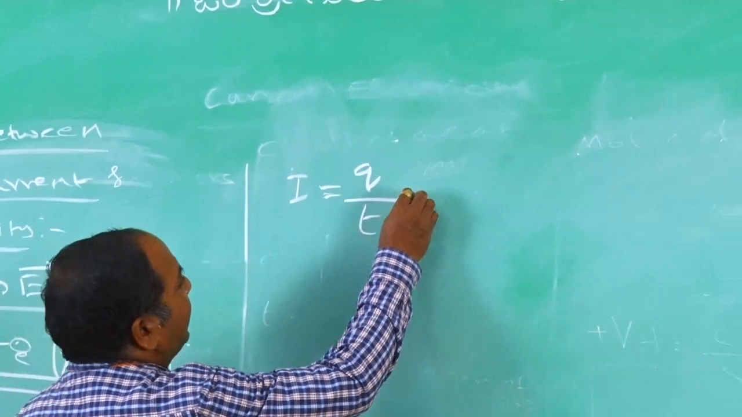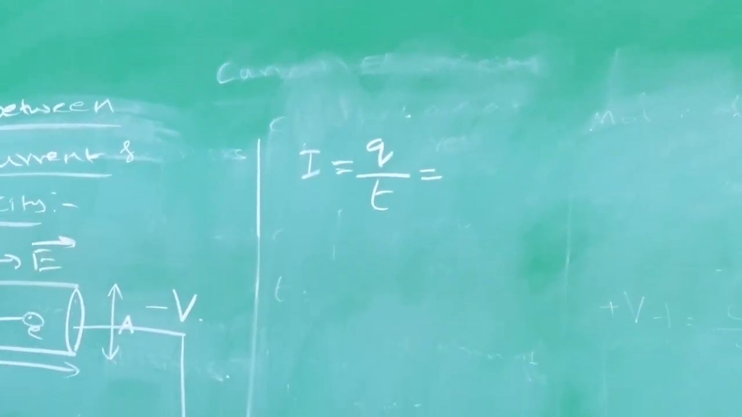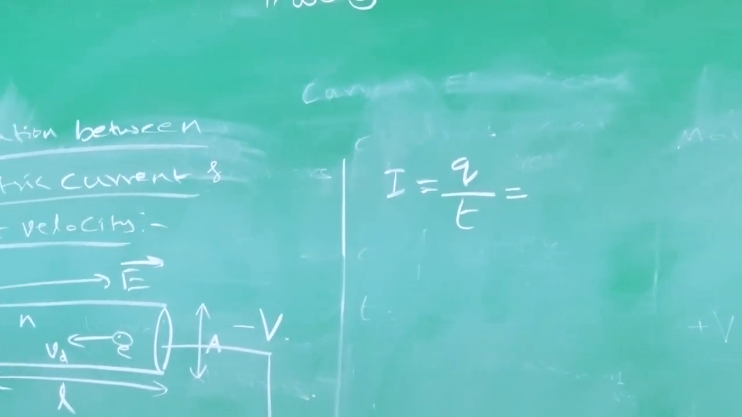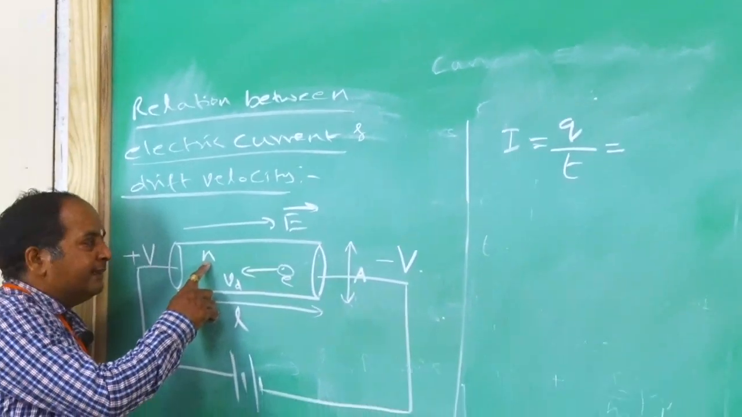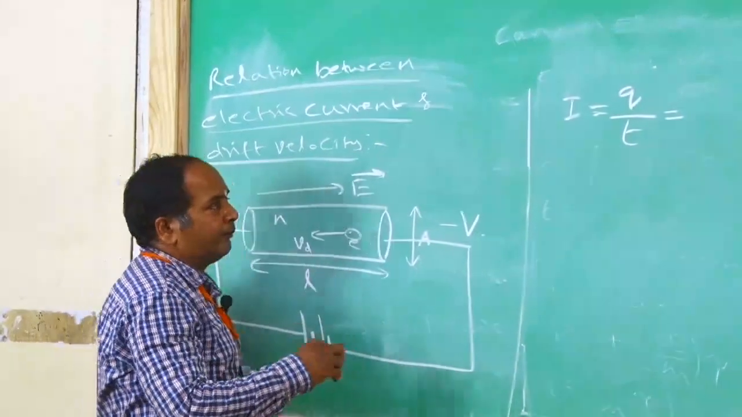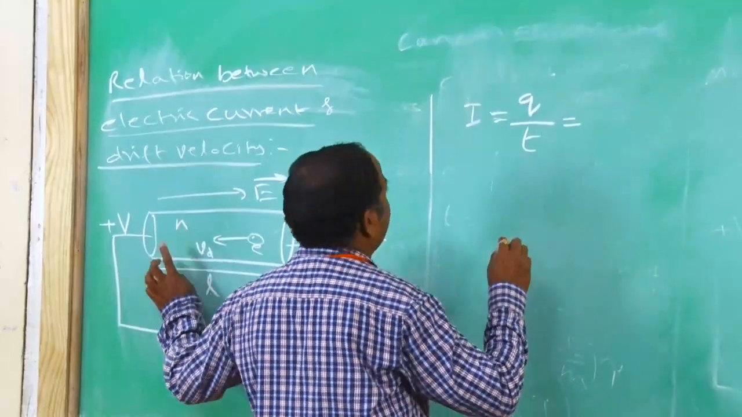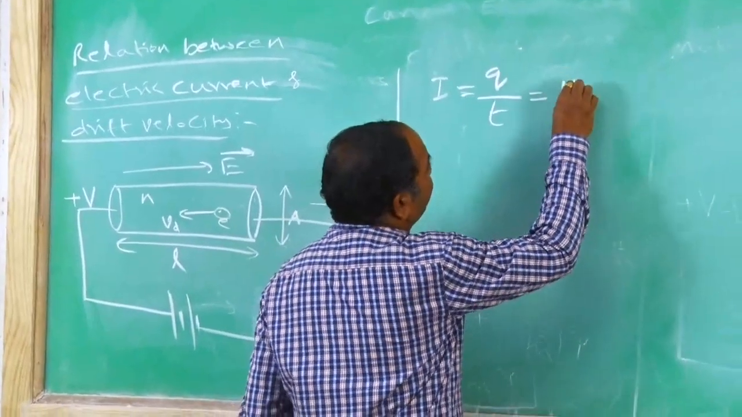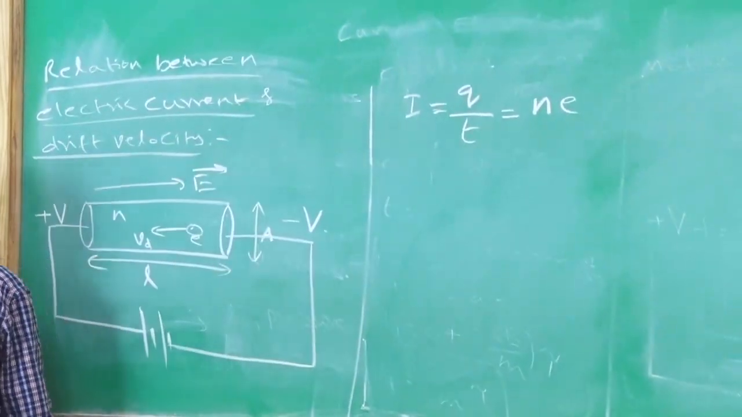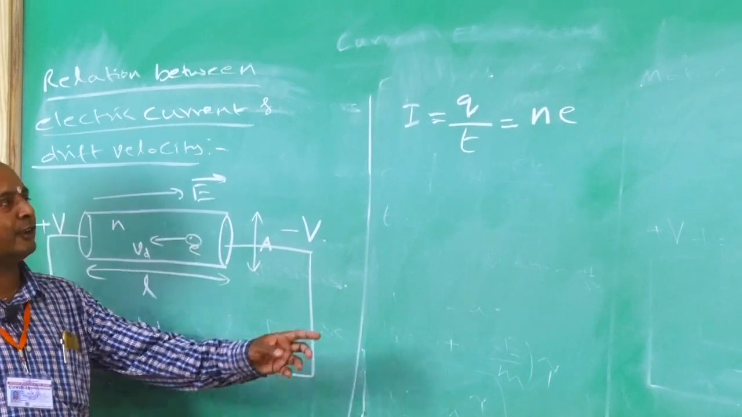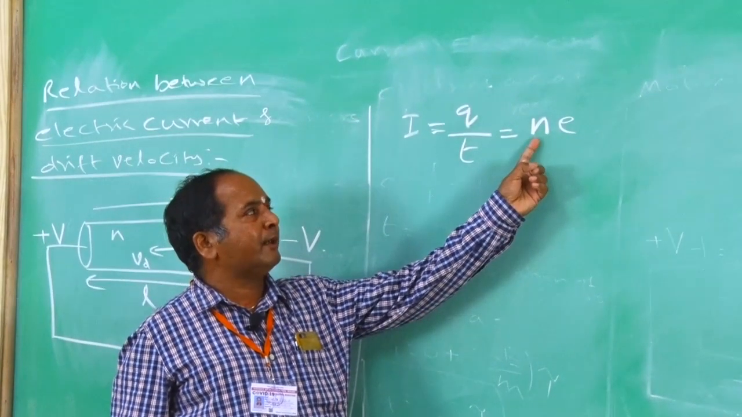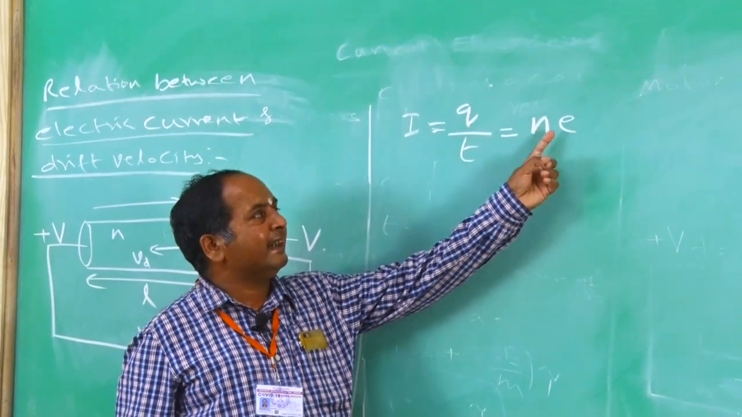Suppose N is considered as the electron density. Electron density represents the number of electrons per unit volume. So we may write Q means N into E, that will become the total charge. Each electron's charge is small e, and the number of electrons per unit volume is N, so we get Ne.